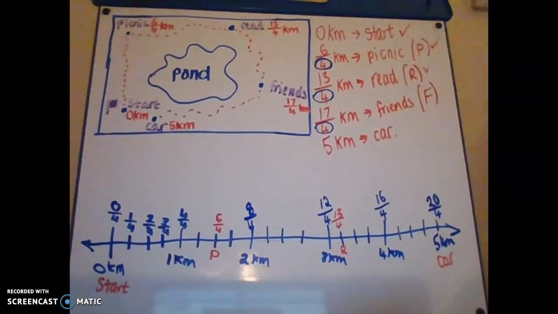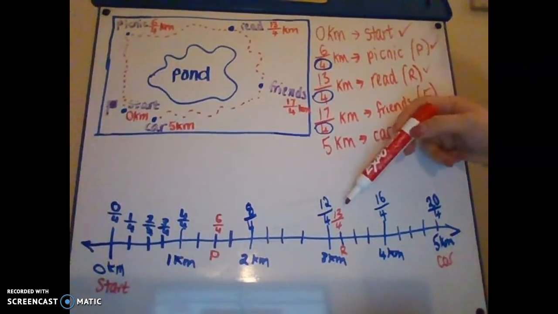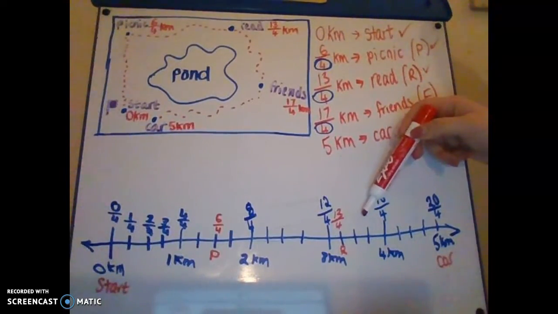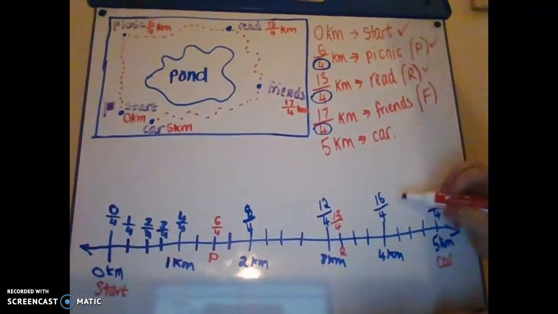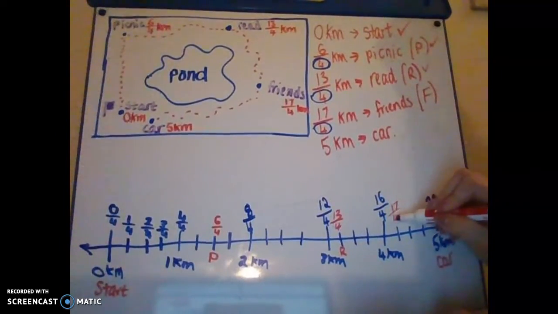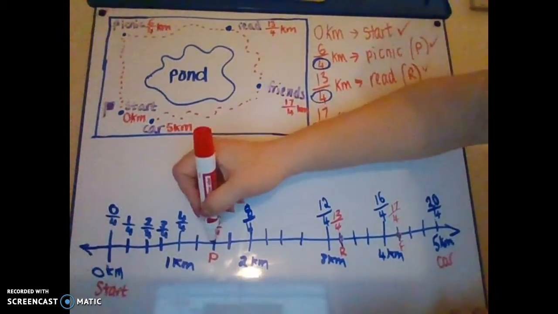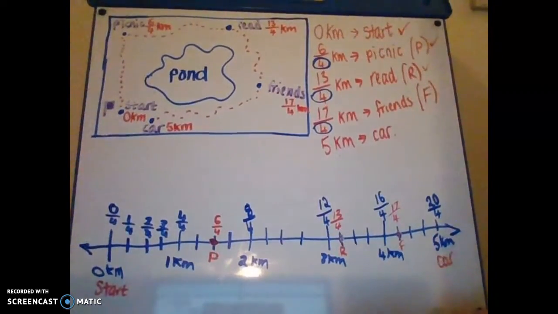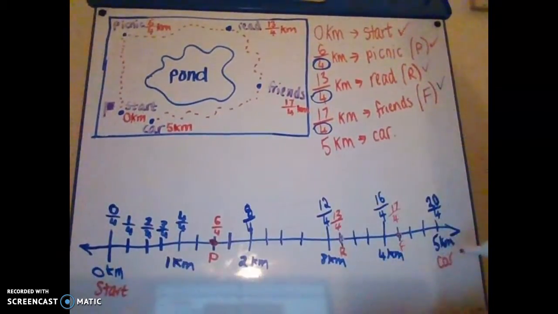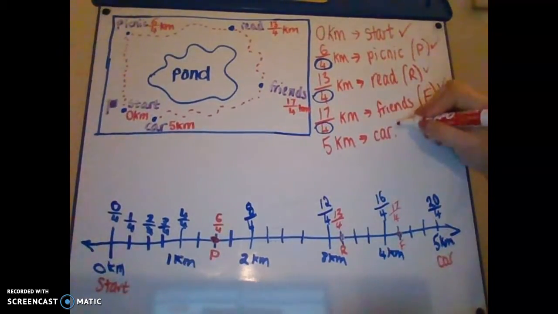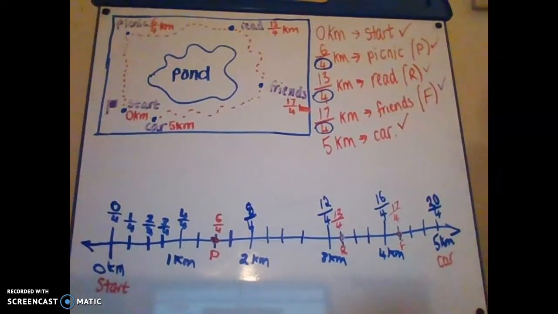I'm at my friends at 17/4. Again, I can go right here, 13/4, 14/4, 15/4, 16/4. Right in here is 17/4, and that's when I met with my friends. So my friends were right here, reading was here, picnic was here. Okay? And I have my star and I have my car on there already. Now I have all my points on the number line now.